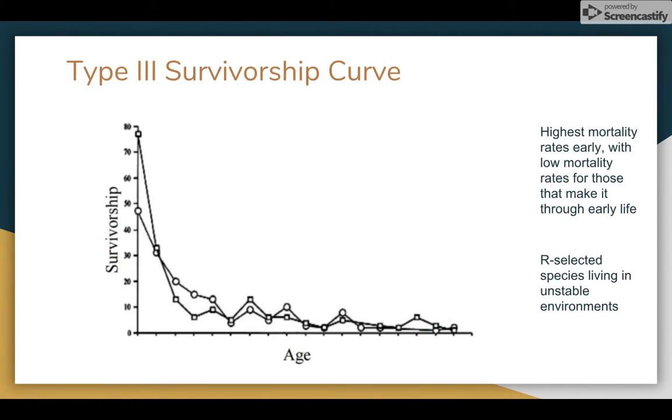In type 3, animals have the greatest mortality rate early in life, but once they survive their early age, they start to have a low mortality rate for their later life.